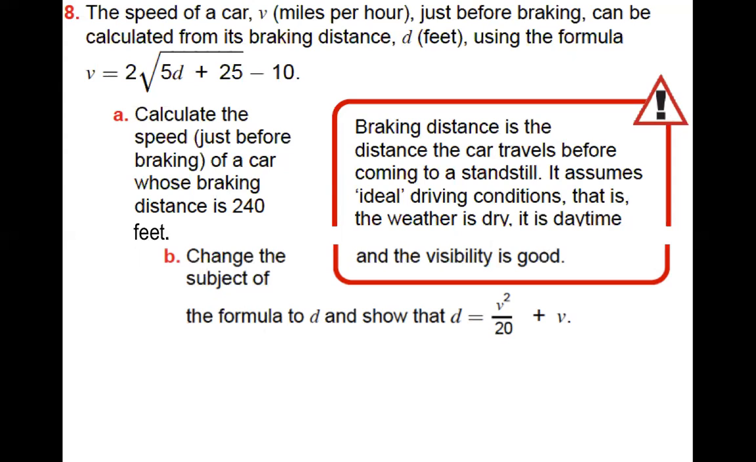Okay. So now let's see with a little exercise. Calculate the speed just before braking of a car whose braking distance is 240. That just means substitute 240 here. V is 2 times root of 5 times 240 plus 25, minus 10. So you can see with a 240 feet braking distance, the speed of that car was 60 miles per hour. So you better start braking quite early if you see something happening in front of you.